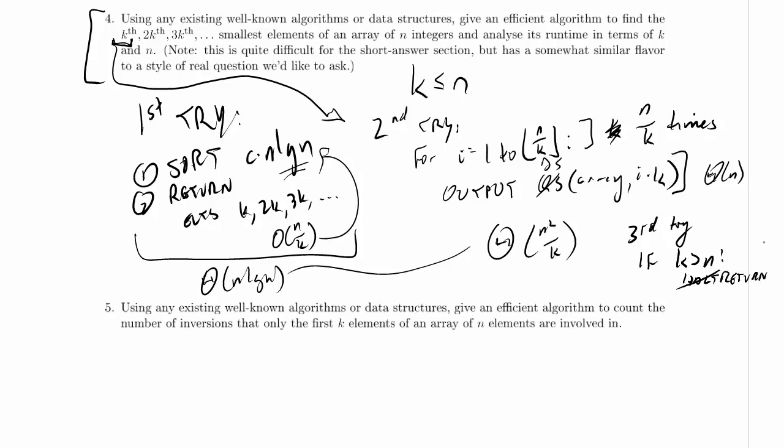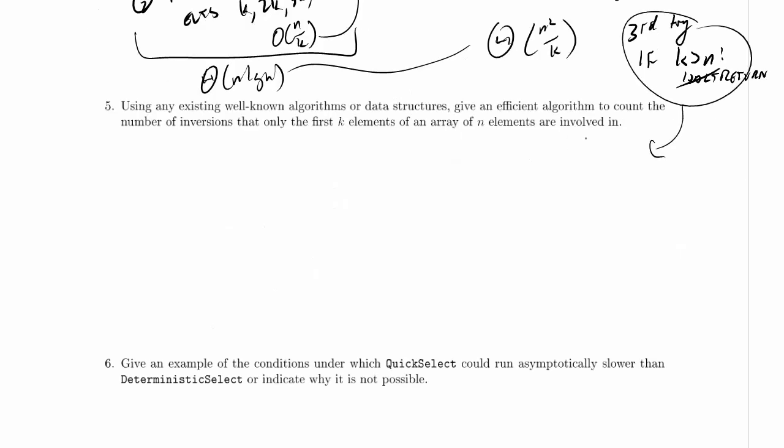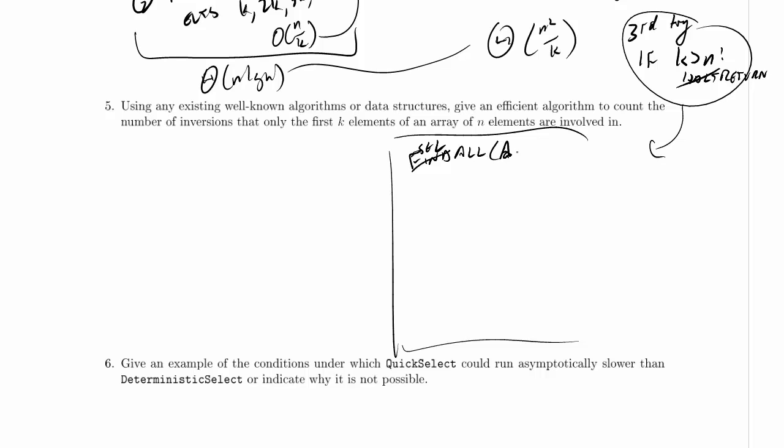You know what? I need a little bit more room. So I'm just going to move this down here, and I'll block off this side here for our work. So we're going to write an algorithm, select all, given an array A and a value k. It's going to get the kth smallest and the 2kth smallest, and so on. Now, if k is greater than the length of A, so greater than n, we're just going to return.